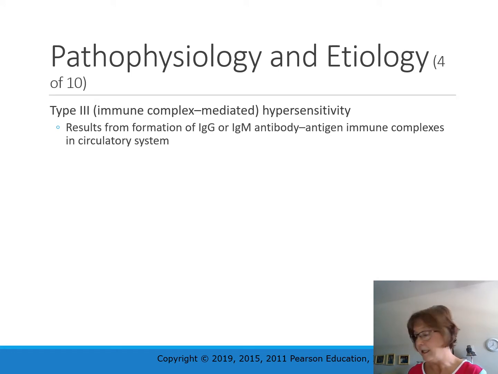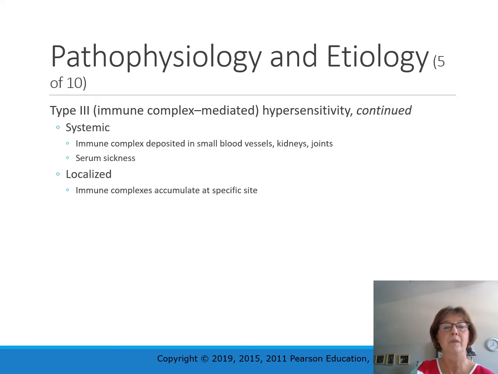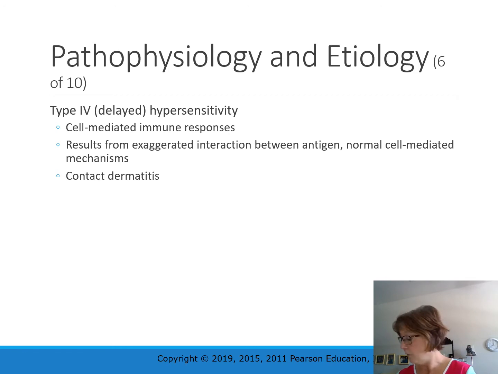That was type 3. So type 4. Type 4 is delayed hypersensitivity. So type 4 differ from other hypersensitivities in 2 ways. They are cell-mediated immune responses, not antibody-mediated responses, and involve T cells of the immune system. Second, type 4 reactions are delayed rather than immediate, so they develop 24 to 48 hours after exposure.